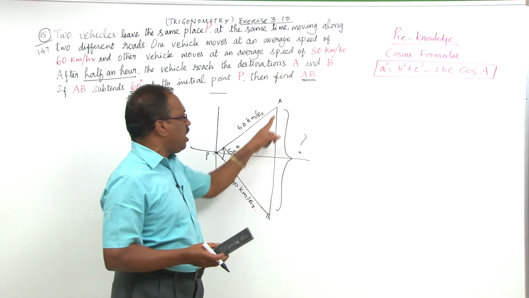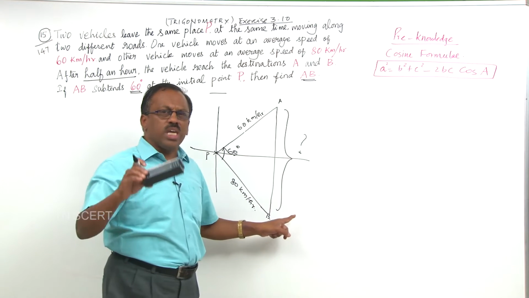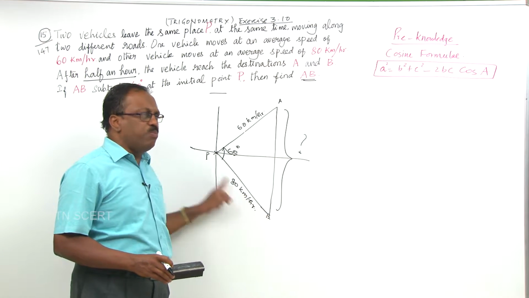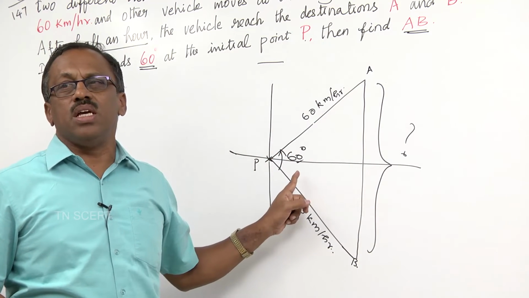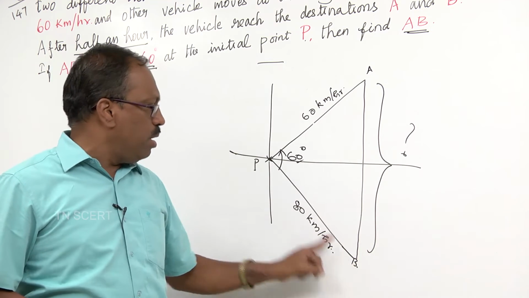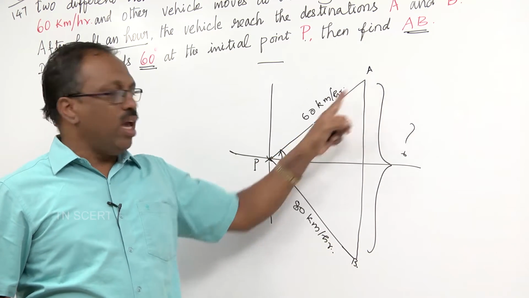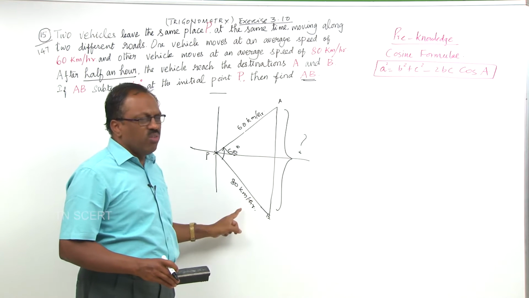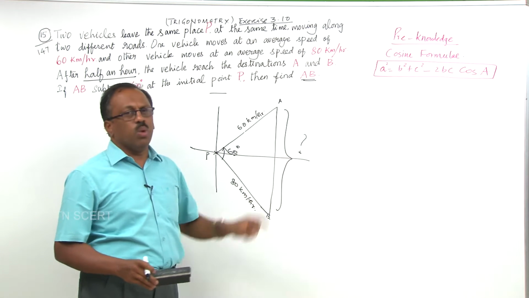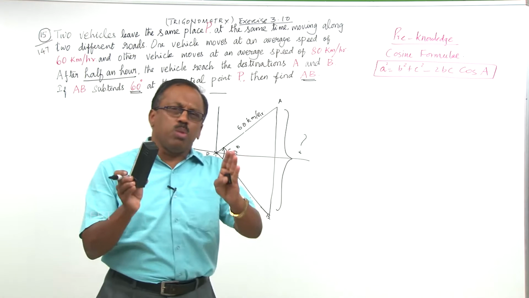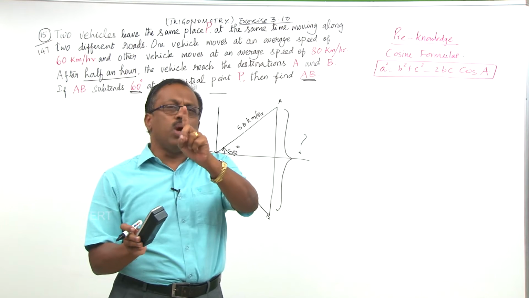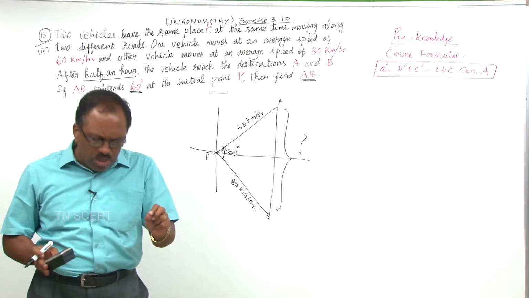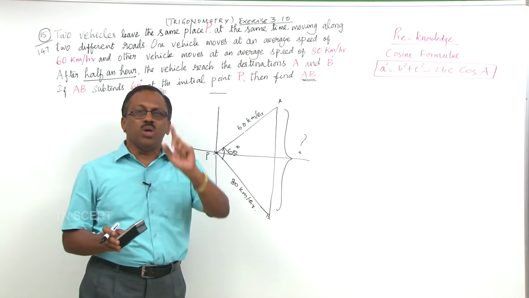Here, what is the unknown side? AB. What are the known sides? PA as well as PB, and the angle at P is 60 degrees, which is given. We wish to calculate this one. Is it right according to the problem? There is only one problem with this particular problem. In mathematics, the majority of problems are riddles only.